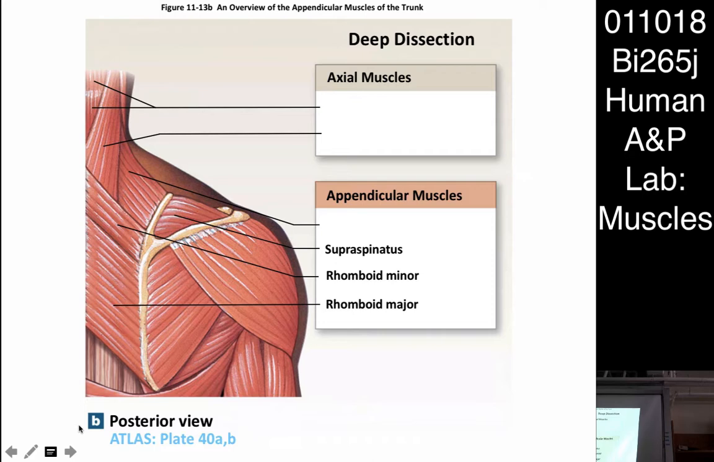The rhomboids connect the medial margin of the scapula to the midline on the vertebral column, and they're part of bringing the shoulder blades to the midline. In cold weather, people tend to have rhomboids that hurt because people hunch up in the cold, and so those muscles often can cramp up when it's cold outside. Rhomboids.